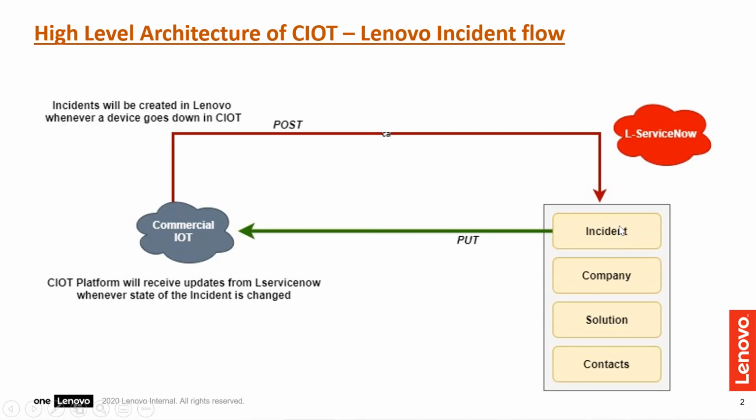Whenever the state changes in the incident, we are going to send information to the CIOT, the incident ID along with the state value as well, whether it is in progress, escalated, resolved, closed, or whatever it might be. The CIOT platform will receive updates from Lenovo ServiceNow whenever the state of the incident changes. So this is the high level requirement.